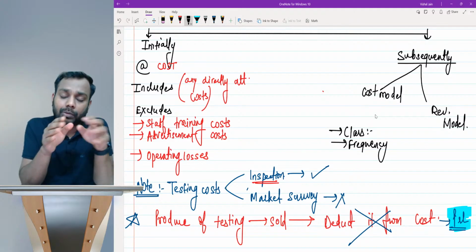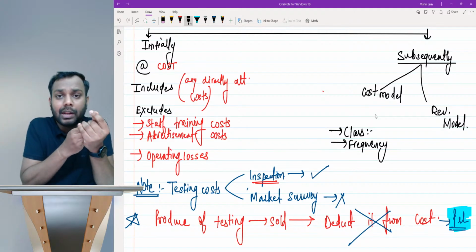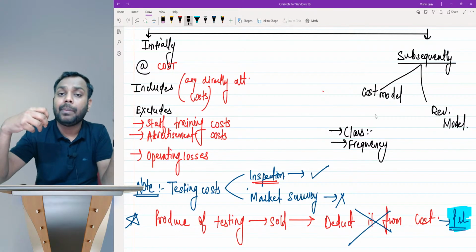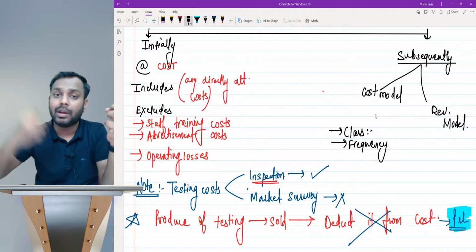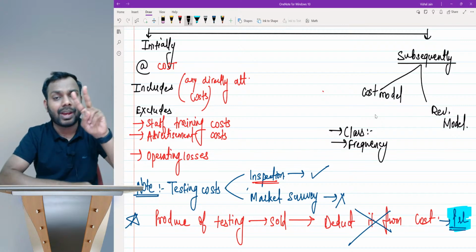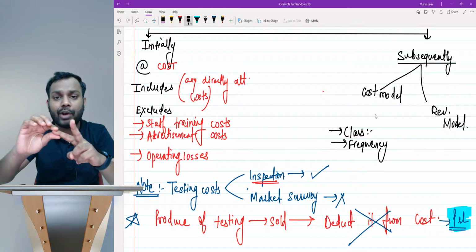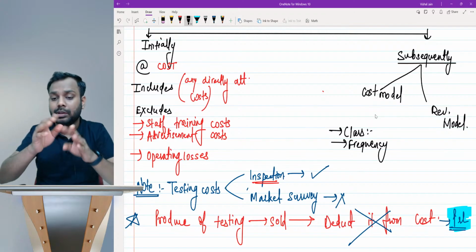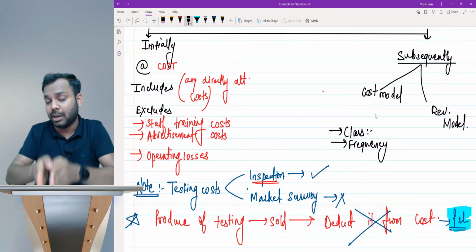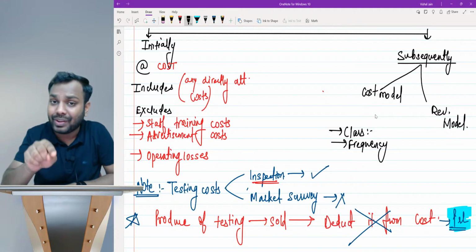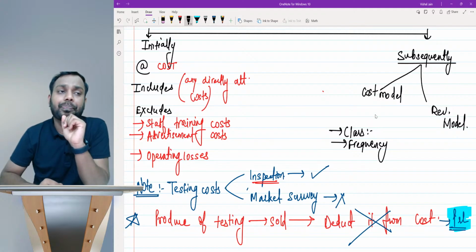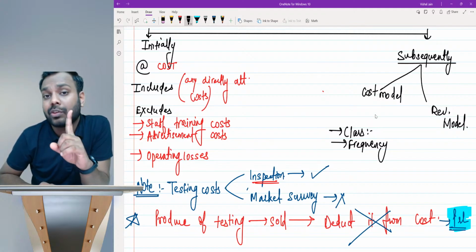Right? Now, similarly, if I am having a building, the building can also be of two types: industrial building and office building. So office building might be carried forward at revaluation model. Industrial building might be carried forward at cost model. But it will never be the case that if we are having two industrial buildings, one is valued at cost model and one at revaluation model. No, the classification or the subsequent measurement will apply to the overall class of assets, and not to a specific asset in one class.